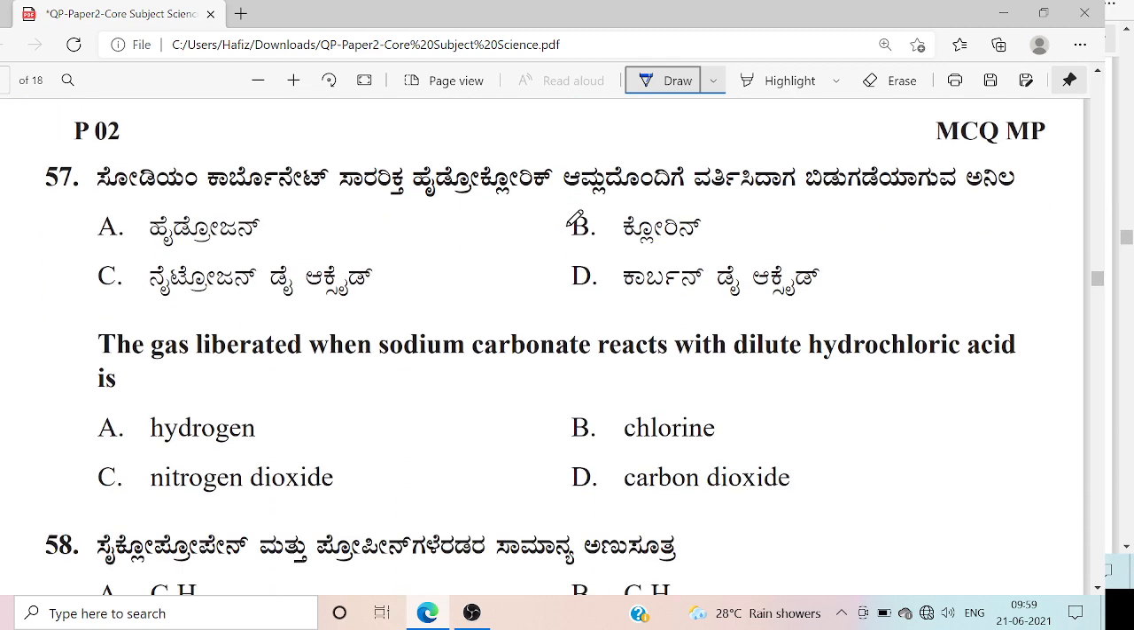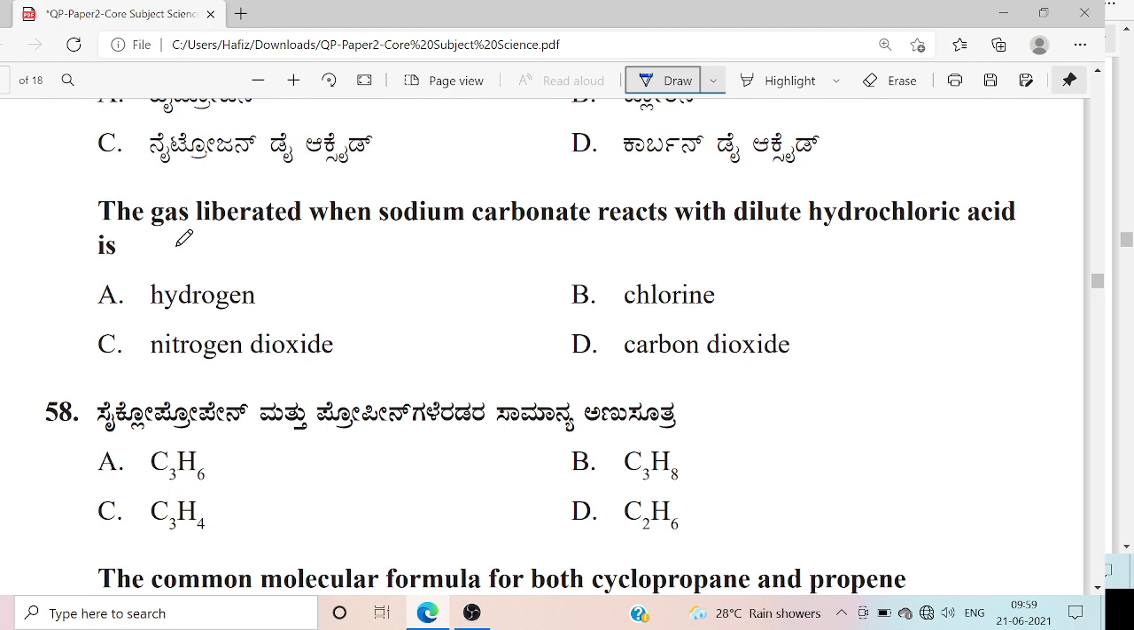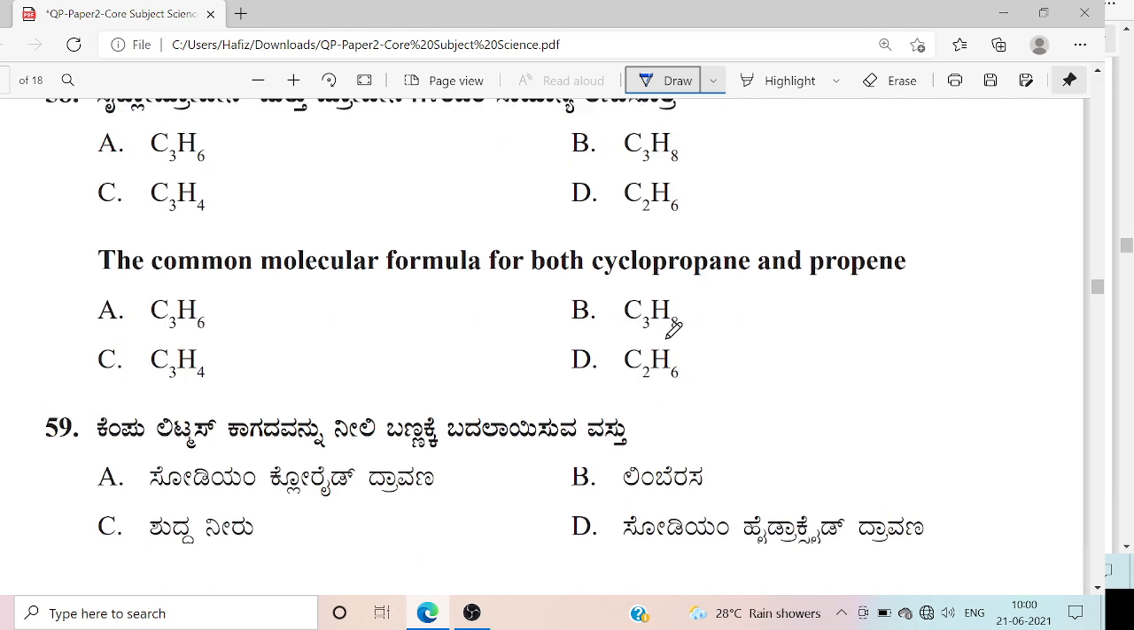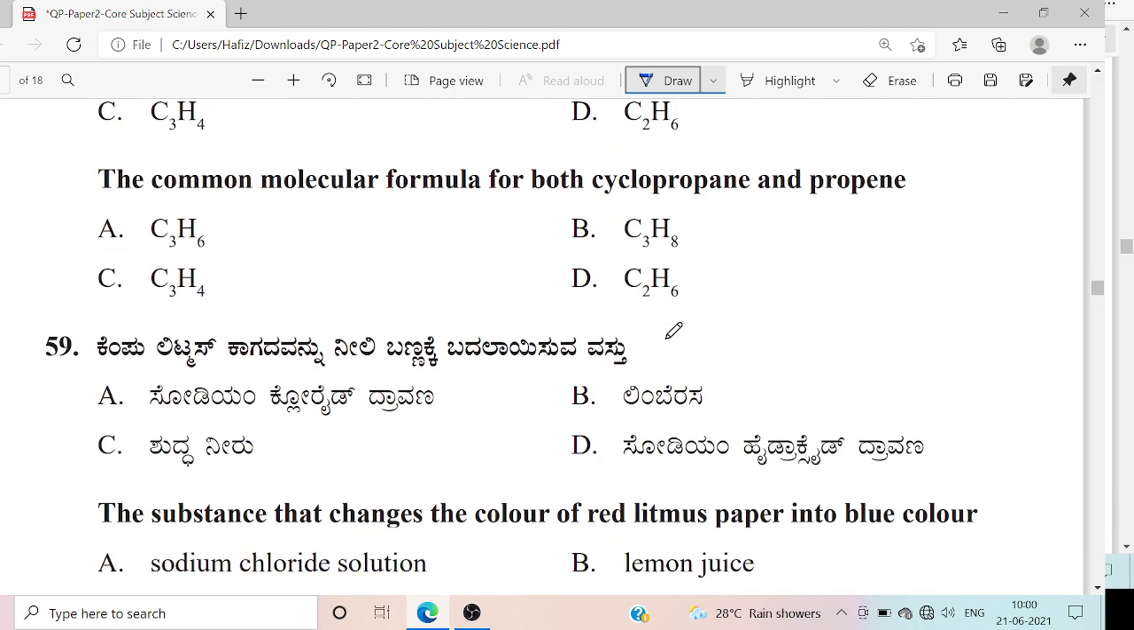After which the next question is on your screen. The gas liberated when sodium carbonate reacts with dilute hydrochloric acid. Remember one general statement I'll give you here, that is when metal carbonates react with the acids, they give three products: salt, water, and carbon dioxide. So gas liberated is the carbon dioxide gas.